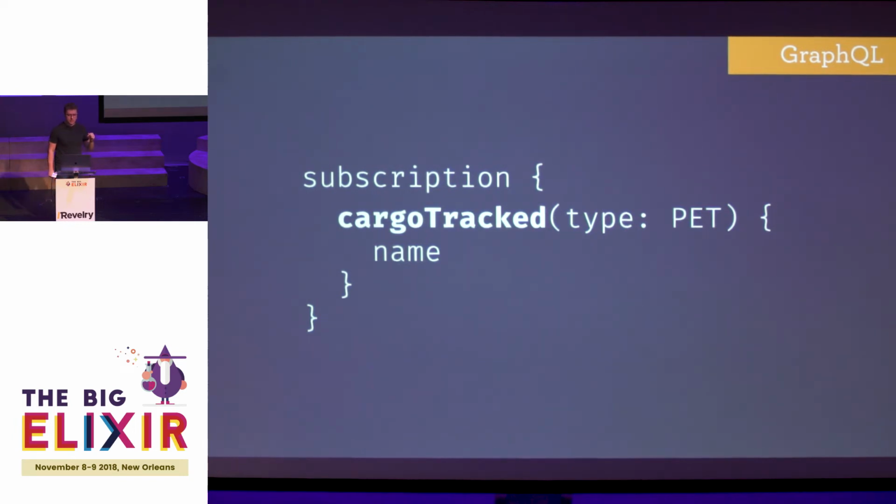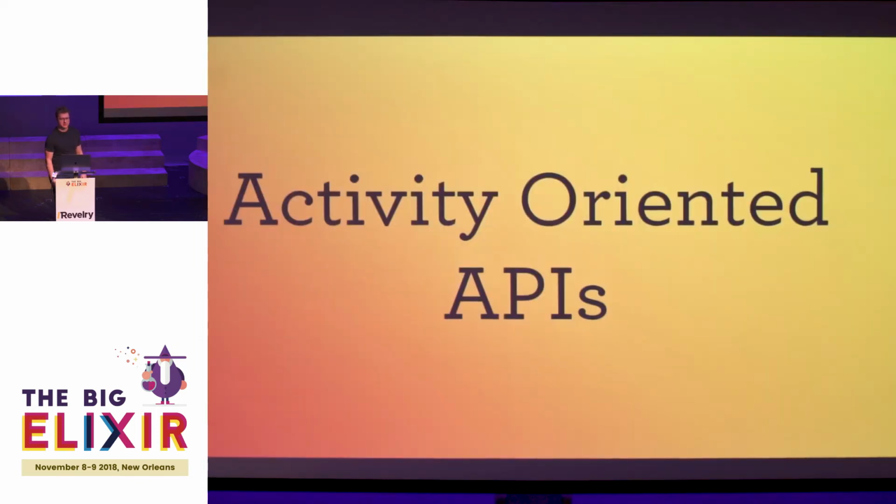Doing this, though, requires that your system, at least in its code, have some kind of notion of events. If you have that function we had earlier, cargo tracked, you can see how you would just put a publish call there, and then that would hit Phoenix PubSub and push it out. So where possible, the other concrete thing I'm going to suggest is use activity-oriented APIs. If you're not using GraphQL, come up with some other way to do that. That's not my job to tell you how to do that.